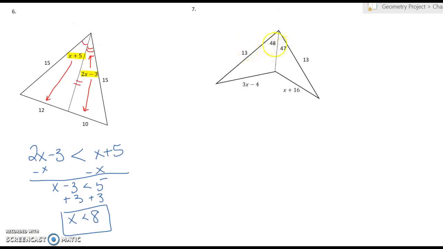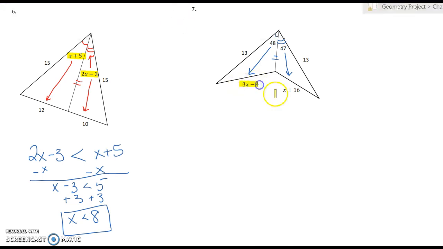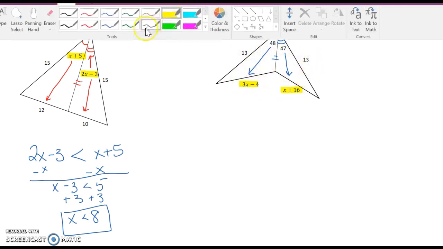Okay, number 7, last one. Also, you want to make sure you have it copied down, so if you need time, hit pause so that you can copy it down. I have 13 and 13, and this is the same, so these are my two angles I'm looking at, my two hinges. Okay, so I have 48, which is opposite 3x minus 4, and 47, which is opposite x plus 16. So those are the things I'm focused on right there, because those are the x's. You're never going to combine those with the other numbers. The other numbers are used for reference, but not to solve the equation.